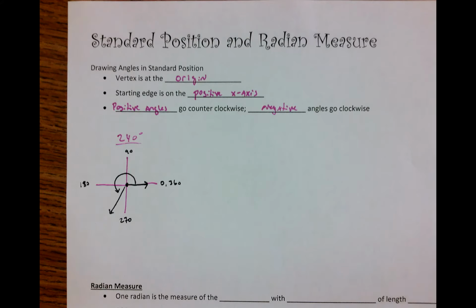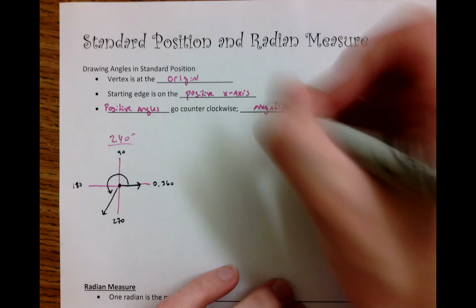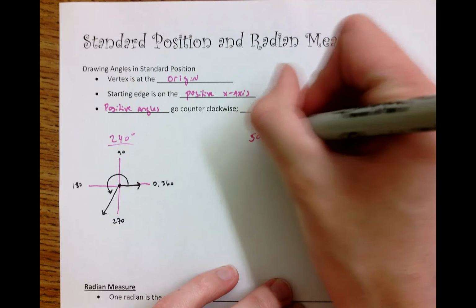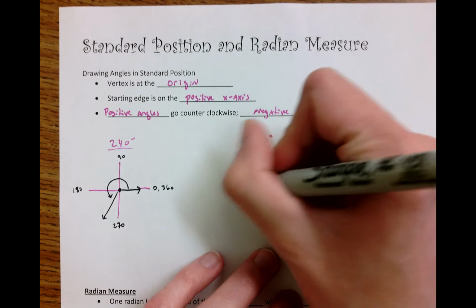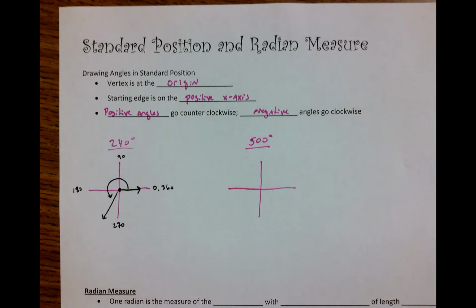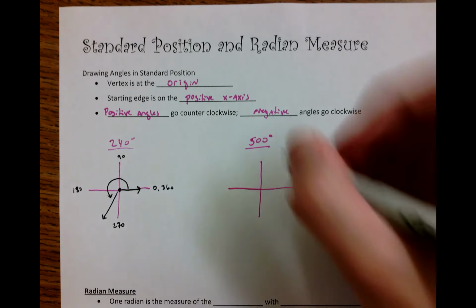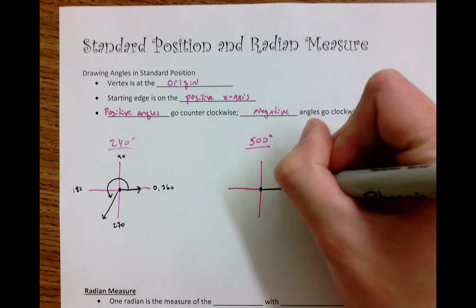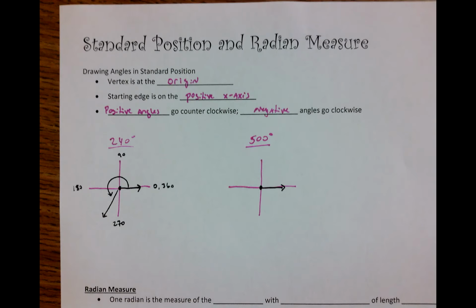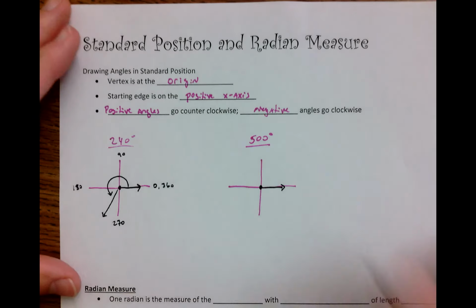All right, great. So next up, let's try, how about a 500-degree angle? Okay, so a 500-degree angle. Here's my coordinate plane. All right, I know that my vertex is always here, and my starting side is always on the x-axis, the positive side. All right, I need 500 degrees.